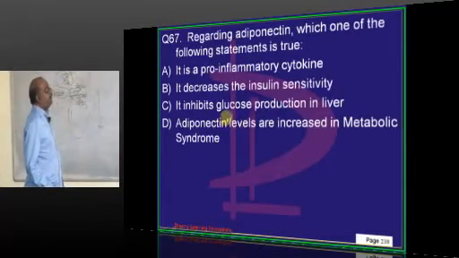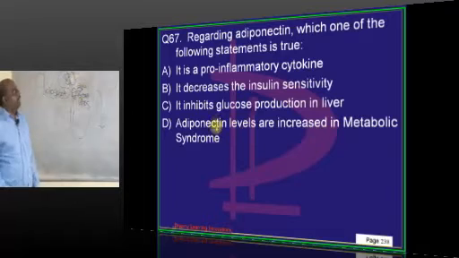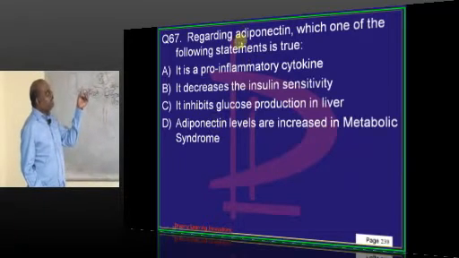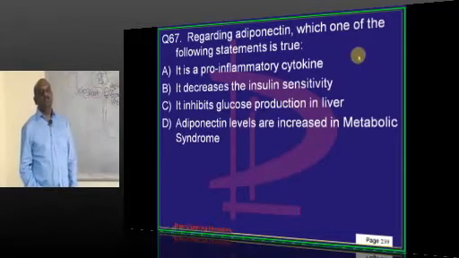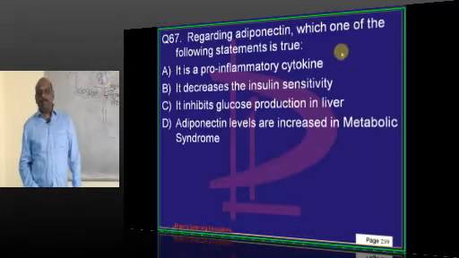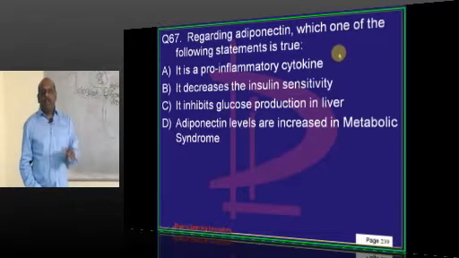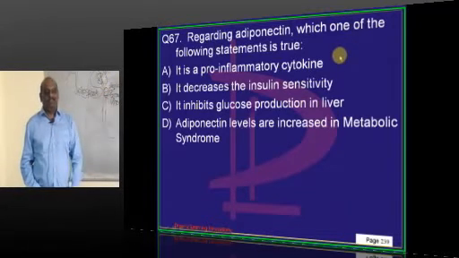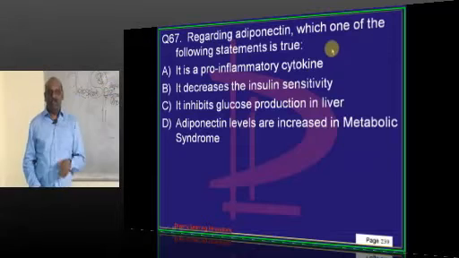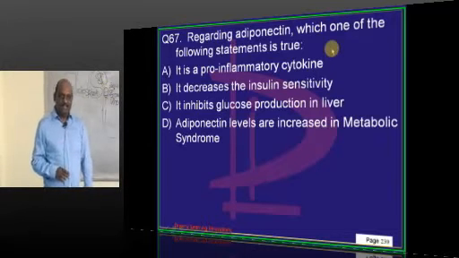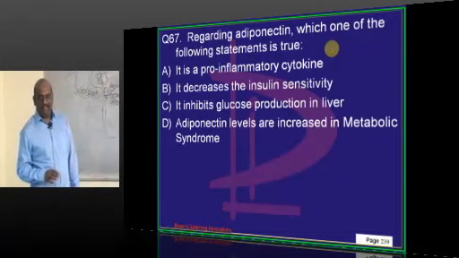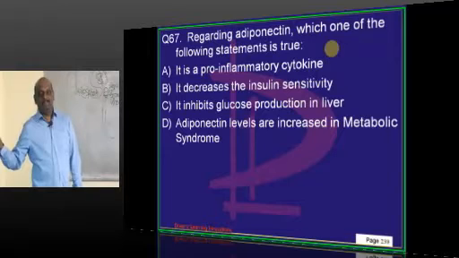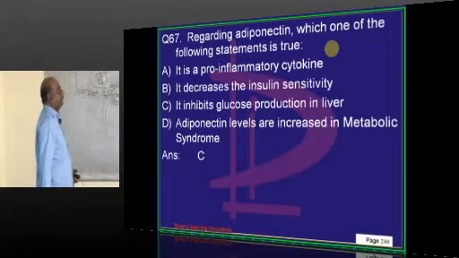BCG is produced from Mycobacterium bovis. Then what is adiponectin? Inflammation is a high yielding topic, but this adiponectin in inflammation is a rare thing. If a question comes on interleukins, TNF alpha, beta, they are all expected. But what is adiponectin?